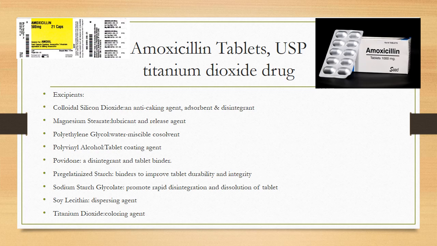The first example of a pharmaceutical formulation that uses a coloring agent is amoxicillin tablets, which use titanium dioxide as a coloring agent. There are other excipients like colloidal silicon dioxide, which is an anti-caking agent, adsorbent, and astringent. Magnesium stearate, which is a lubricant and release agent. Polyethylene glycol, which is a water-miscible co-solvent. Polyvinyl alcohol, which is a tablet coating agent.